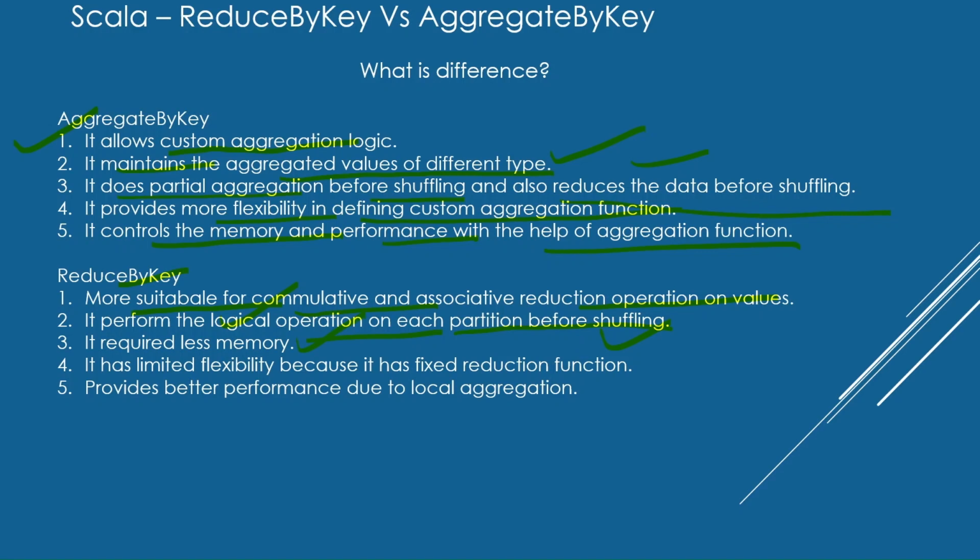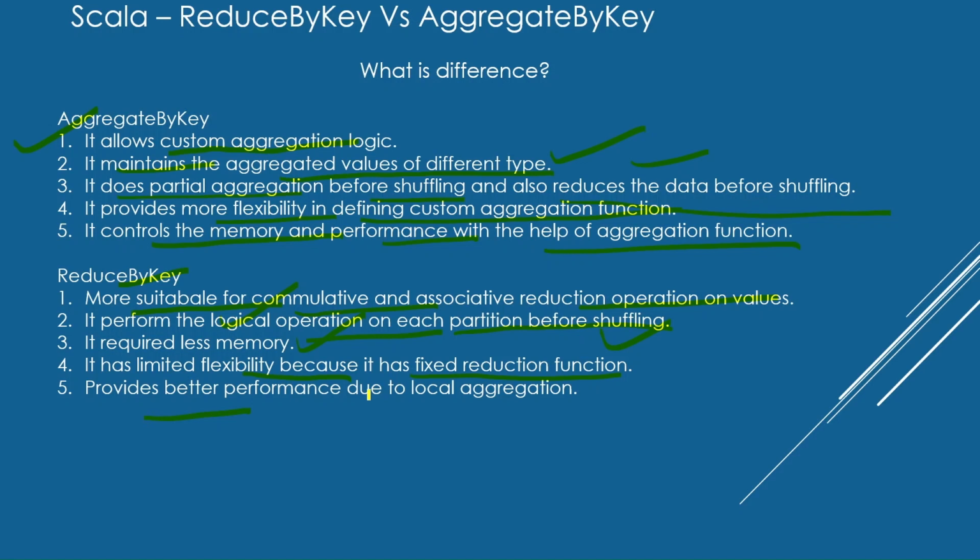If you perform any logical operation at the partition level, the data will reduce, and that will help to shuffle the data across different partitions or over the network very fast. It has limited flexibility because of the fixed reduction function. Whenever you call reduceByKey for any reduction, the reduction function is fixed. This is very limited flexibility. You can just modify the reduction function, or you can write a custom reduction function.